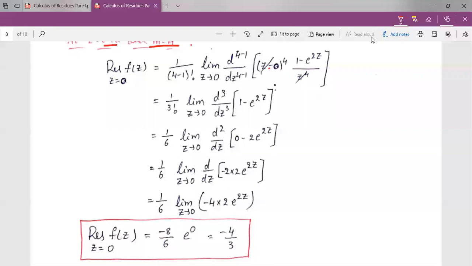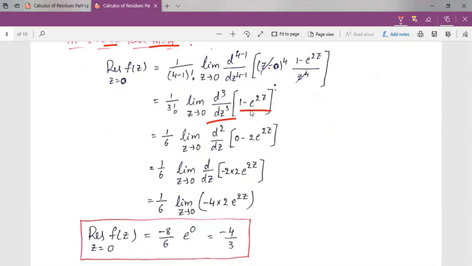When we replace z equal to 0 and m equal to 4, we get limit z tends to 0 of d cube by dz cube of 1 minus e power 2z. Now we differentiate this function 3 times with respect to z. So next step, 1 by 3 factorial is 1 by 6, limit z tends to 0. We differentiate one time here.